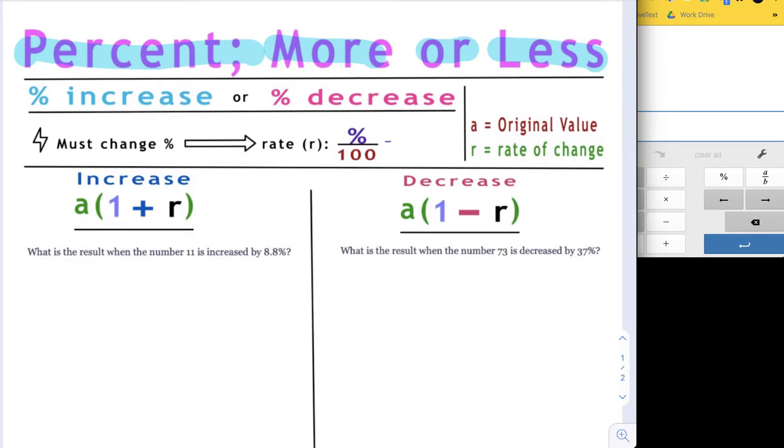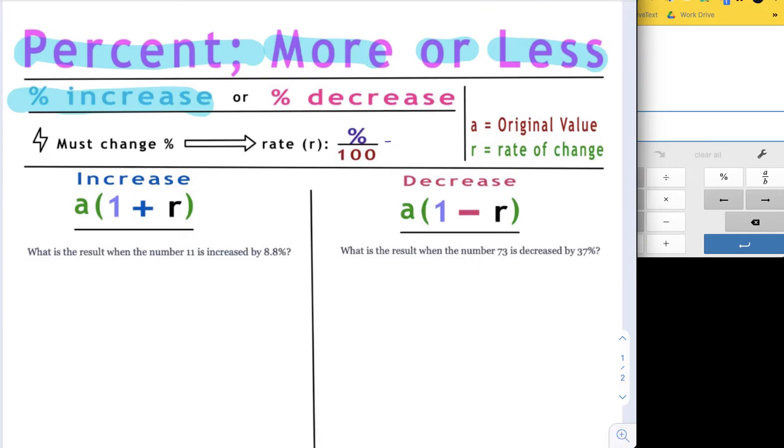So here it says percent increase. So a percent increase is an example. An example is when you get a raise at work. They give you a raise. They give you more money. They say we're going to give you a 5% increase in pay.